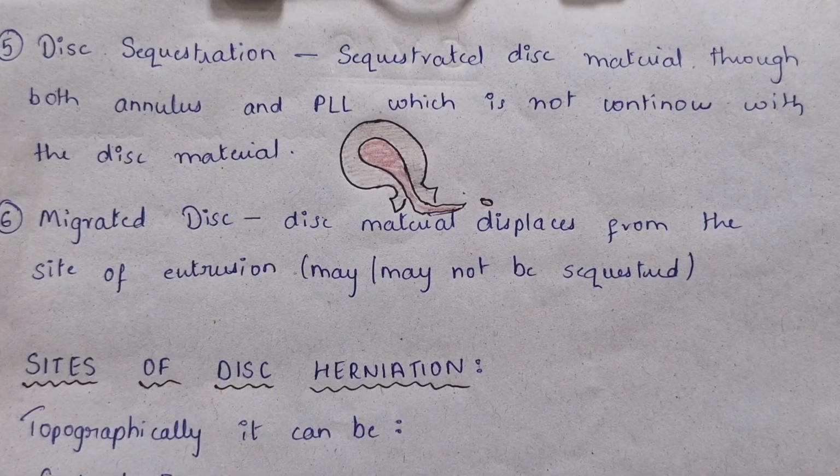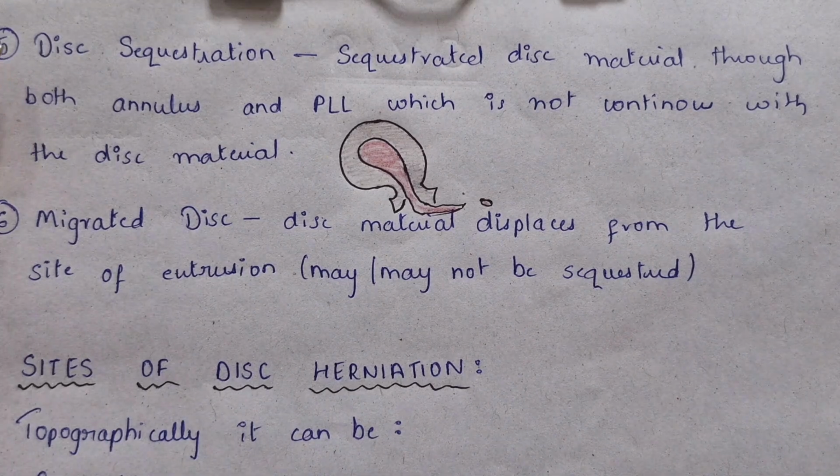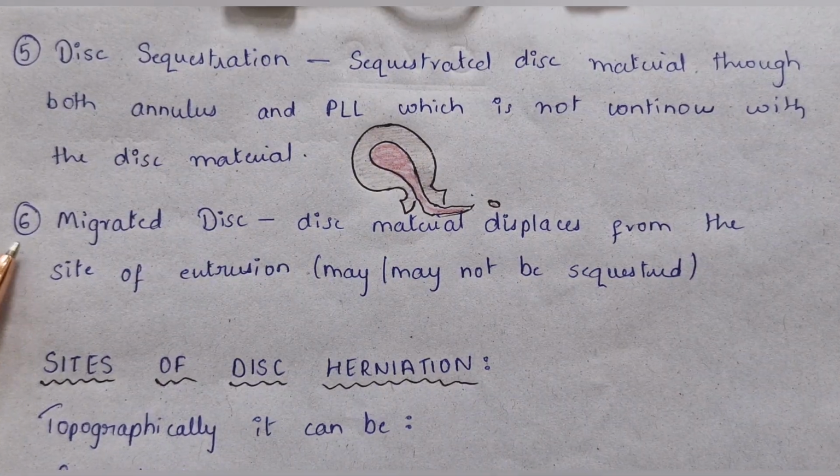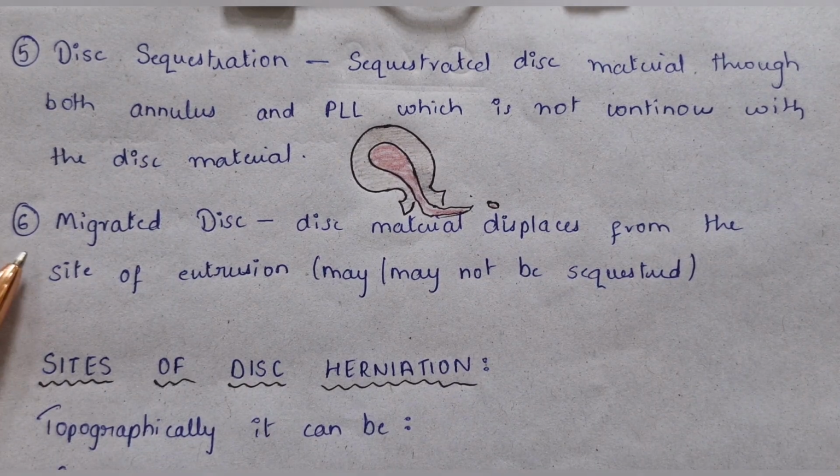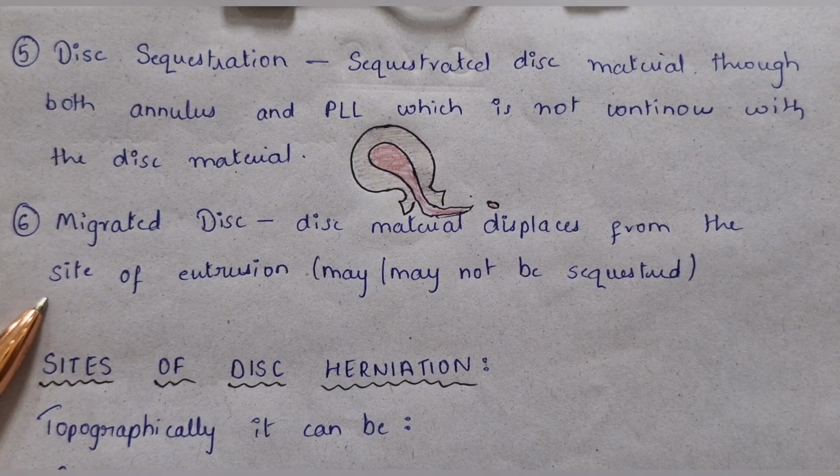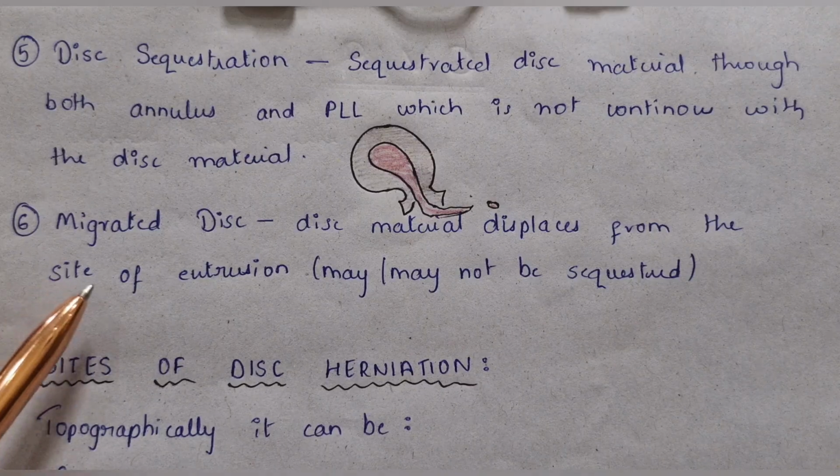The fifth one is disc sequestration, where the sequestrated disc material passes through both the annulus and the posterior longitudinal ligament, which is not contained. The sixth one is migrated disc, where the disc material displaces from the site of extrusion.